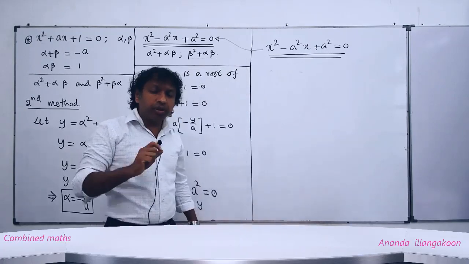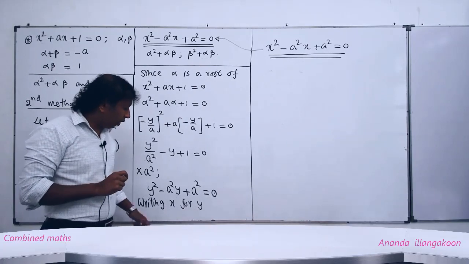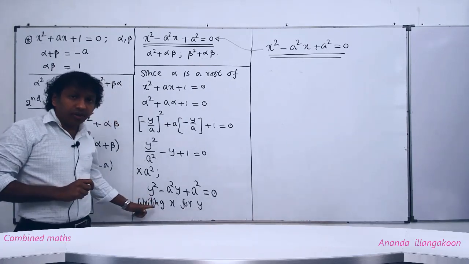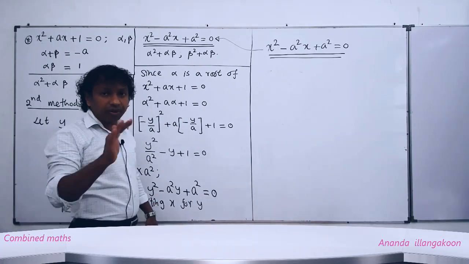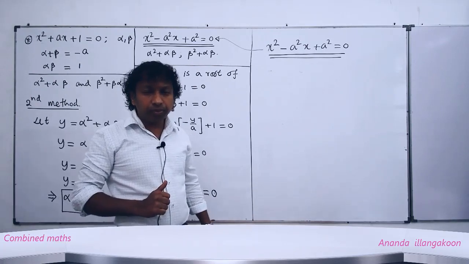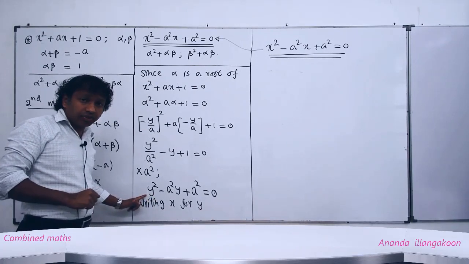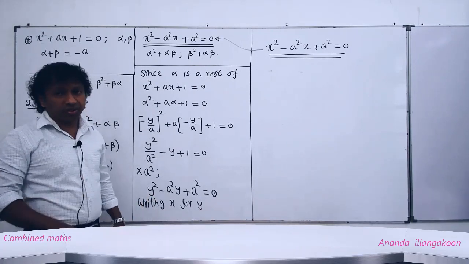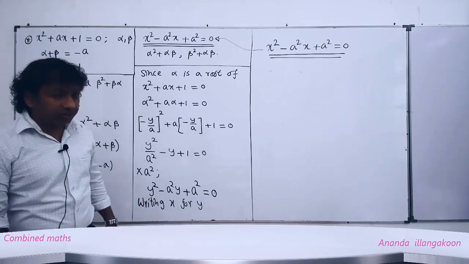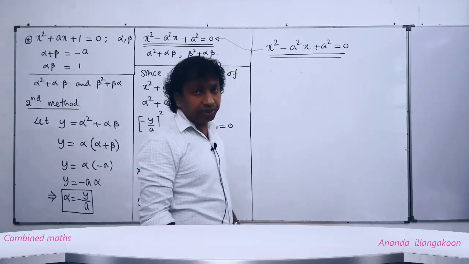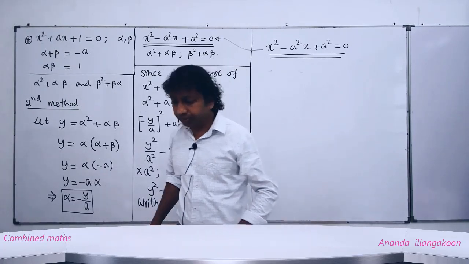If you need, you can write simple x for this y and keep the final equation in simple x. But that is not compulsory. If you keep the equation in terms of y, that's also accepted, that is correct. People, this is the method. This is the method of getting this answer.